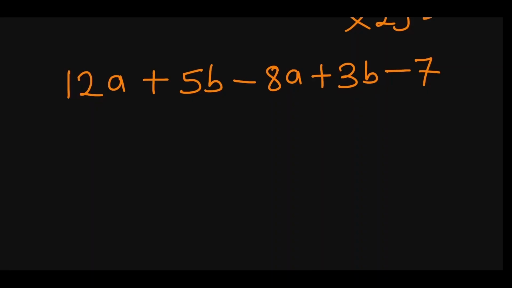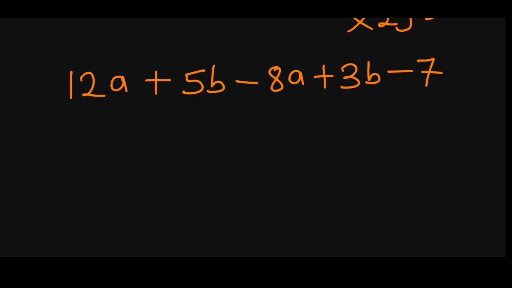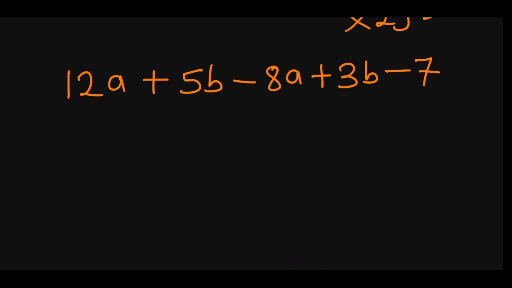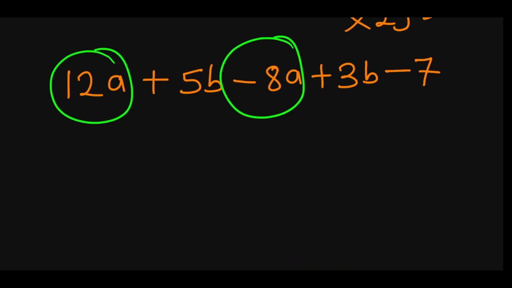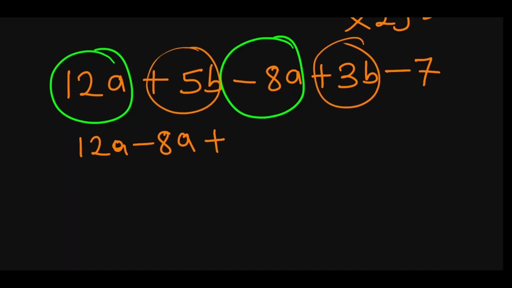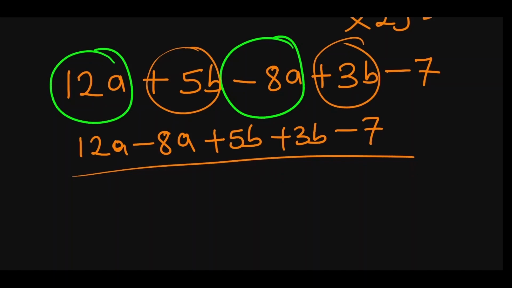So first, identify the terms. After confirming they are all siblings, as you can see, all the operators are from the plus family, so we are okay to collect like terms. 12a, a is in it. Minus 8a, there's a here. There's no other a. So the first thing we'll write is 12a minus 8a. Then again, for the b, we have plus 5b plus 3b. So it will follow next. Plus 5b plus 3b. Then what is left? Minus 7. So this is how you collect like terms for this expression.